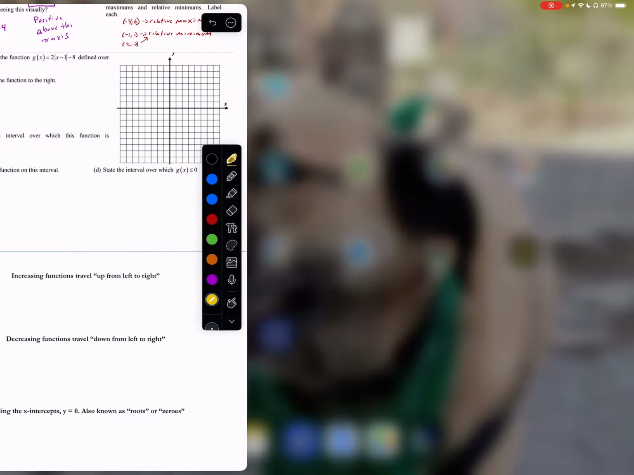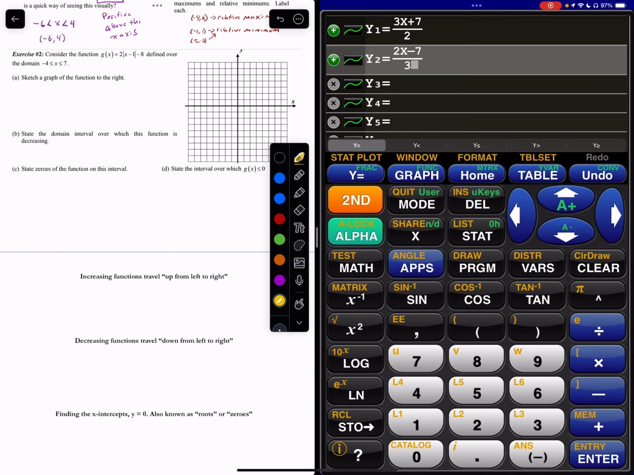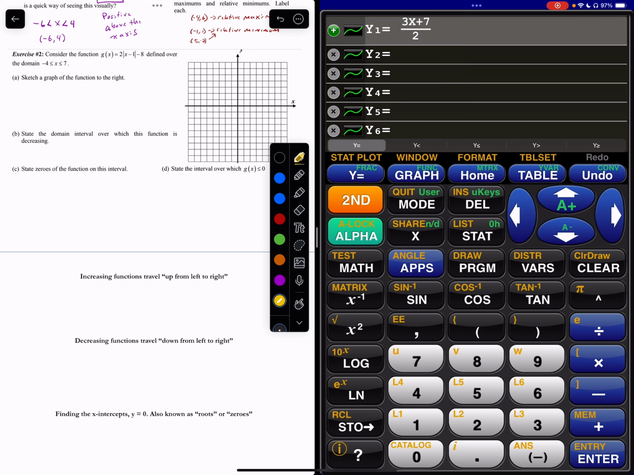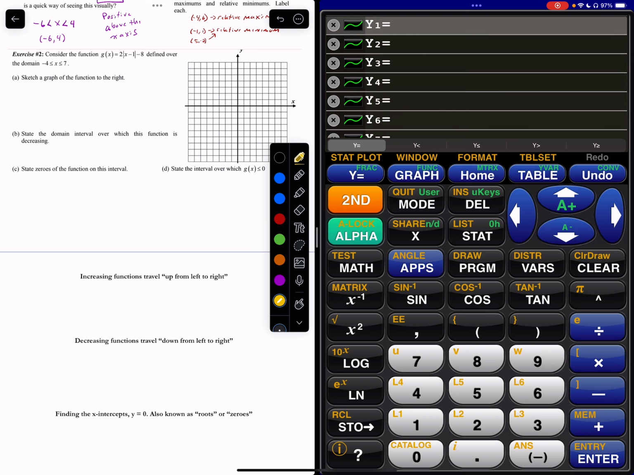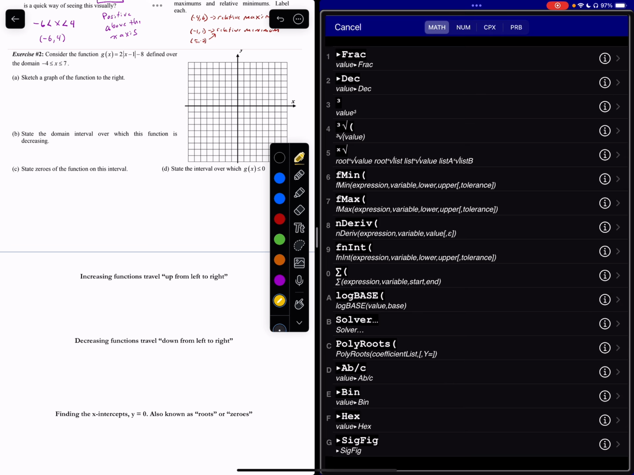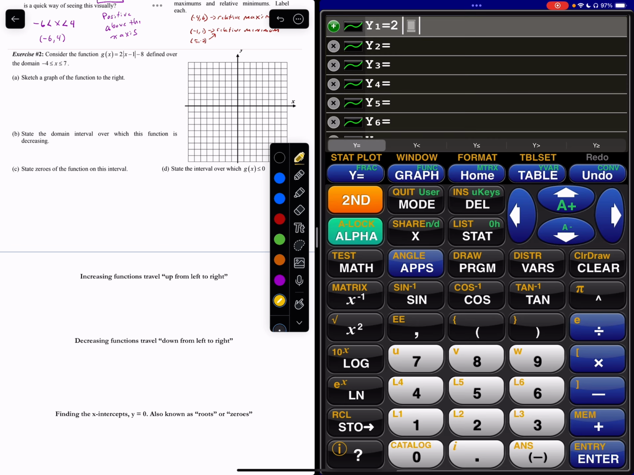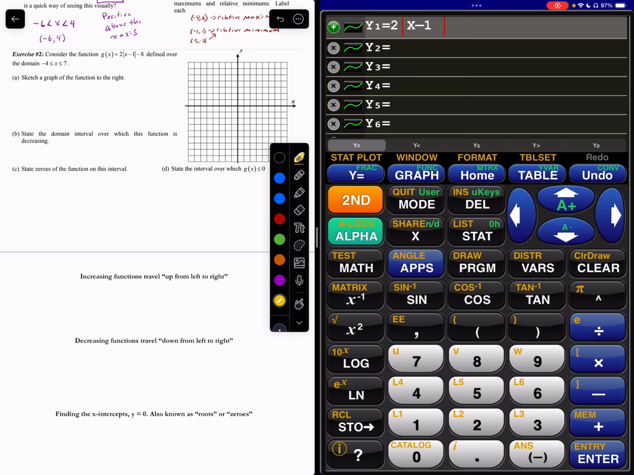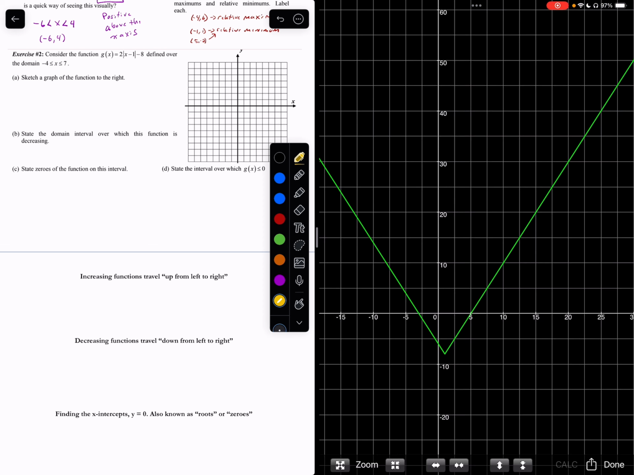Okay, I'm going to set up a graph using my calculator. So I'm going to go into y equals, and then I'm going to say 2 times, remember, absolute value, math button, over to the number, absolute value, and then I'm going to do x minus 1, get out of the absolute value, and then I'm going to subtract 8, okay? So if I go ahead and look at the graph, that's what the graph's going to look like, okay?